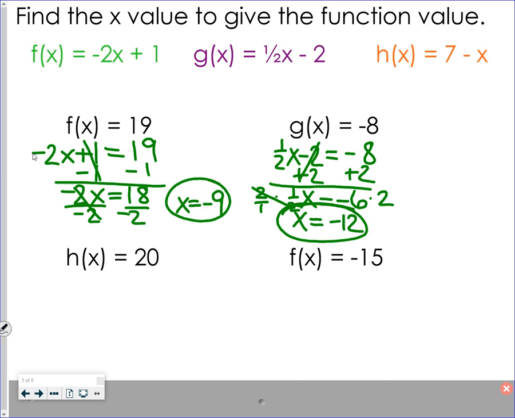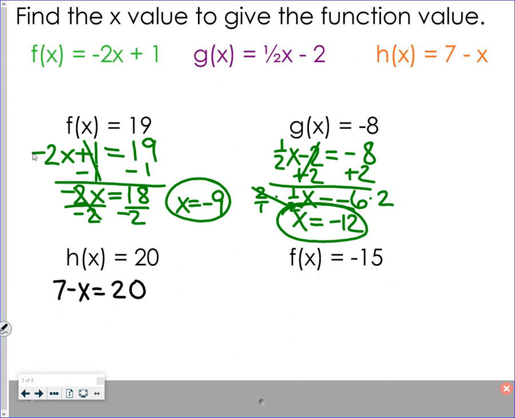For our h function, h of x is 7 minus x. So 7 minus x equals 20. Some people make some mistakes when the x isn't first. So be careful when you're solving this. Keep in mind, you're saying 7 minus something gives us a bigger number. So keep in mind what that should mean.